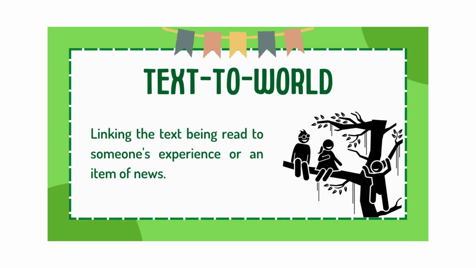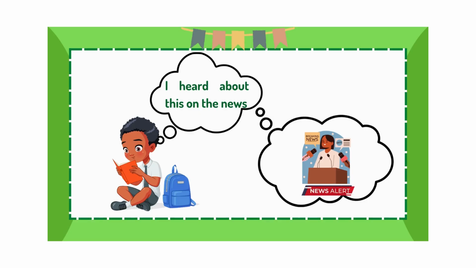Next, we'll look at text-to-world connections. In this type of connection, we are linking what we are reading to someone else's experience or to an item of news. As you read, you may think, I heard about this on the news, or this happened to so-and-so. That's how we show that we are making text-to-world connections.